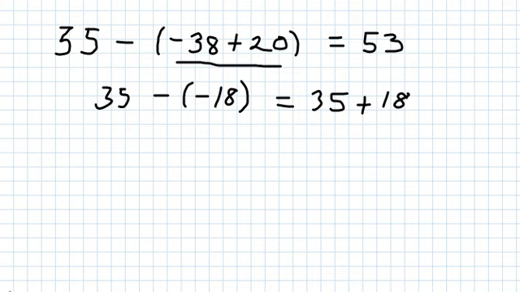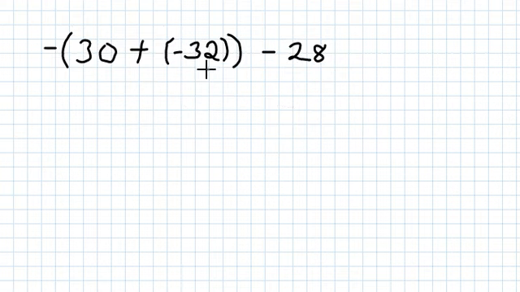Alright, let's look at another one. Okay, so let's look at what we got in parentheses. We got 30 plus, in parentheses here, I've got a negative 32. And of course, that's all in parentheses. We have a negative outside, then minus 28. So we want to work out what's inside our innermost parentheses first. Let's look at this in here.